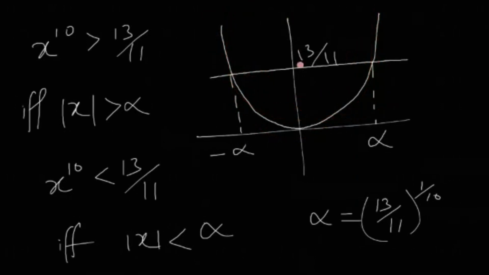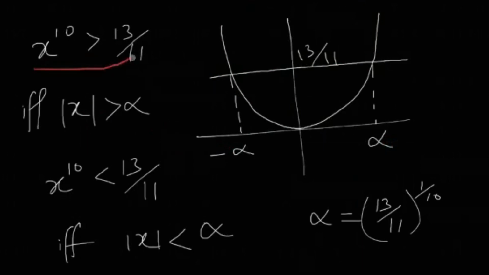Now this 13/11 is some positive number on the y-axis. It's greater than 1 but less than 2 obviously. So it's going to be this line. Say this line cuts this curve at 2 points, alpha and minus alpha. So x^10 is greater than 13/11 if x is either greater than alpha or less than minus alpha, right? That means if mod x is greater than alpha.